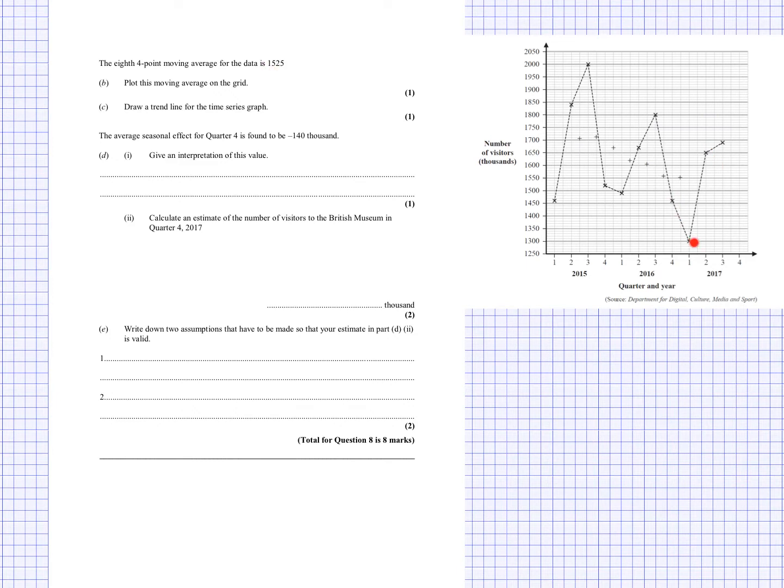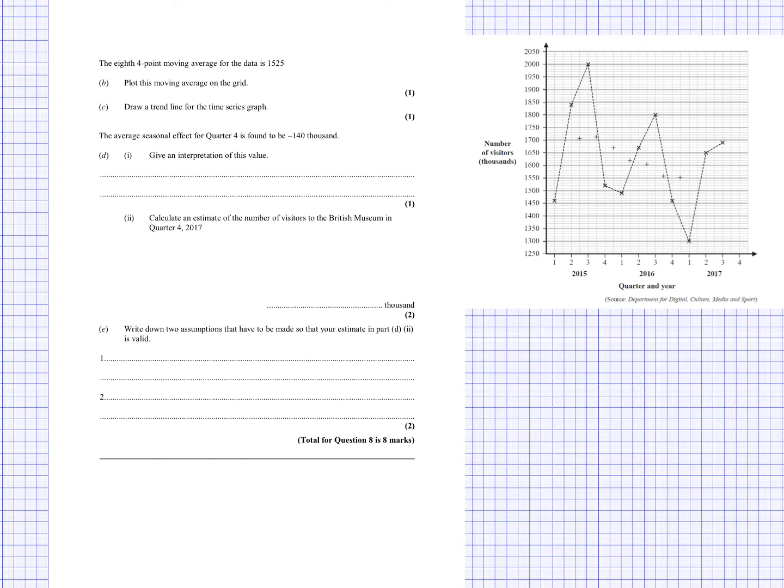Okay, so these 4 values go from this 4th quarter of 2016 up to the 3rd quarter of 2017. So right in the middle of that is the 1st and 2nd quarters of 2017. So in the middle of that, I need to go up to 1,525, wherever that is, and just plot that moving average there.